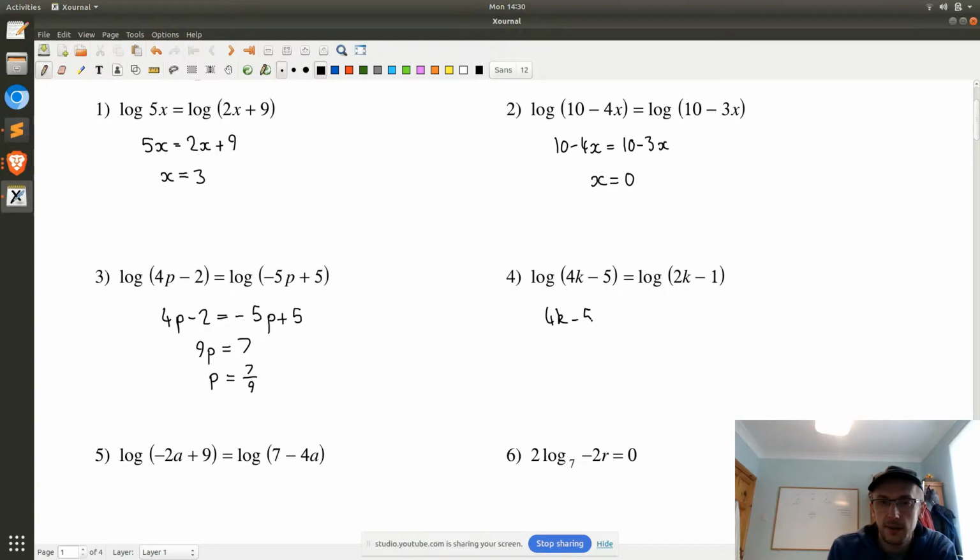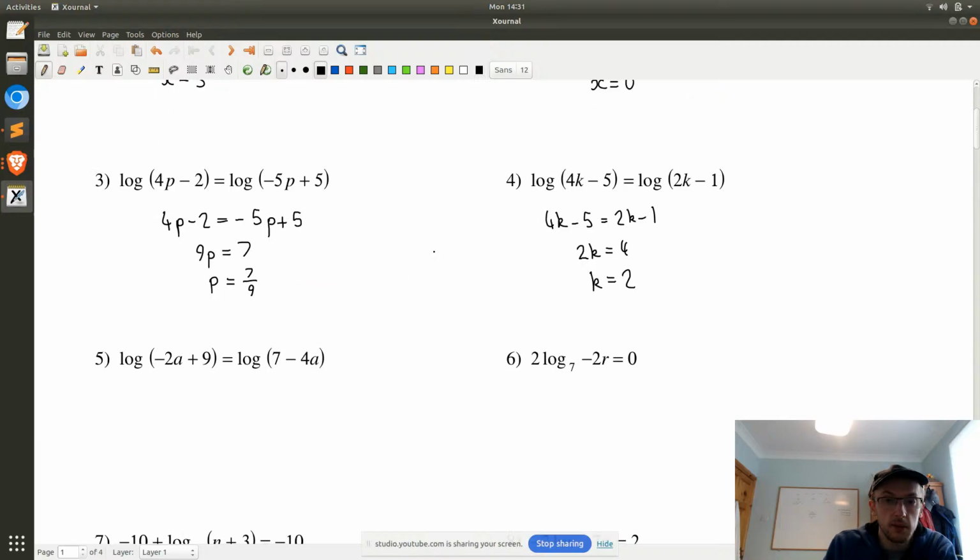4k take 5. 2k take 1. So 2k is 4k. So 2k is 4, so k is 4 over 2, which is 2. And now to check. Okay, 3 on the plus, 0. 7 over 9, 2. All right, so we're doing good so far.